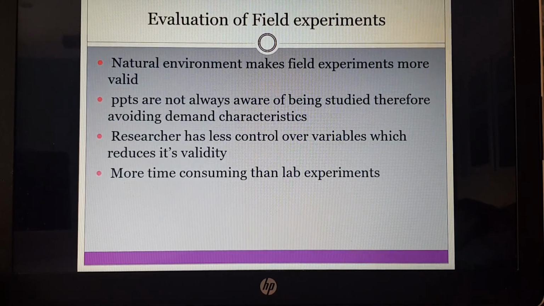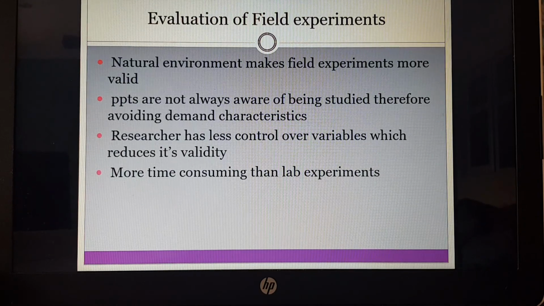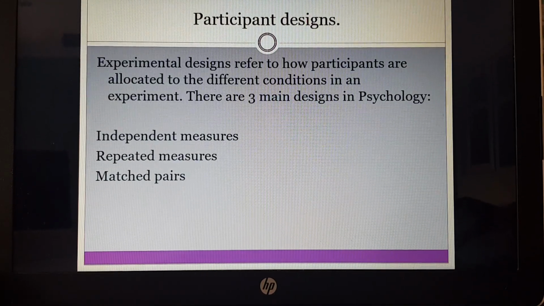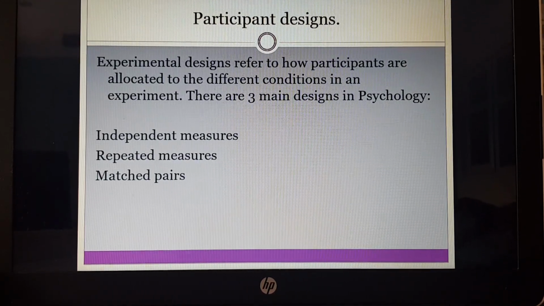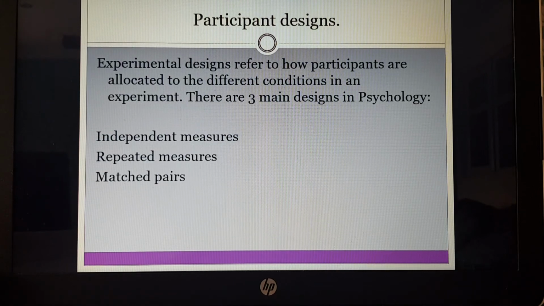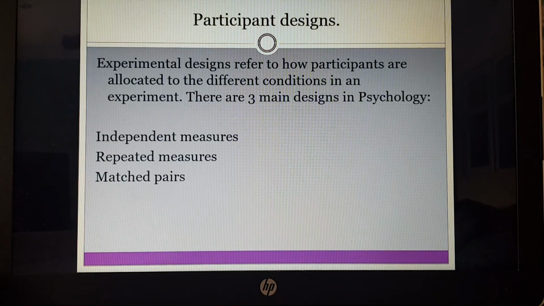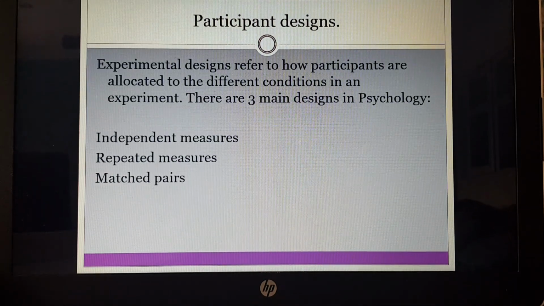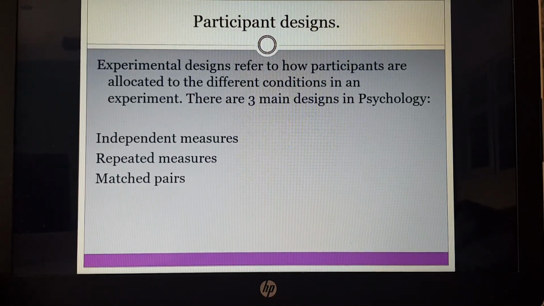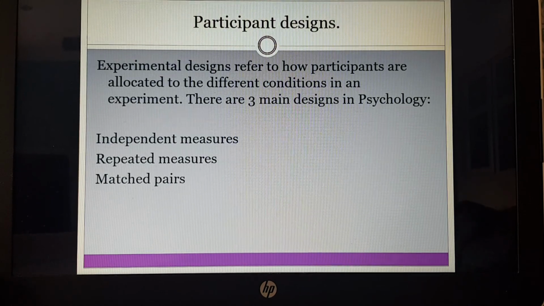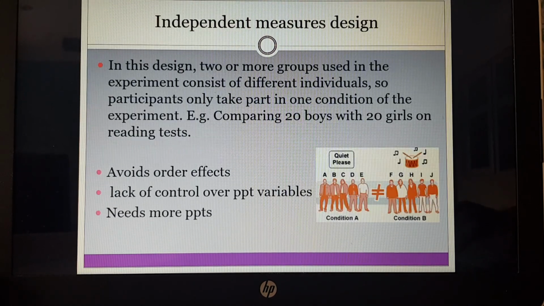Okay, so next we're going to have a look at participant designs. Participant designs in psychology are the way we use our participants and the way we allocate them to the different conditions. There are 3 different participant designs: independent measures, repeated measures, and matched pairs design.